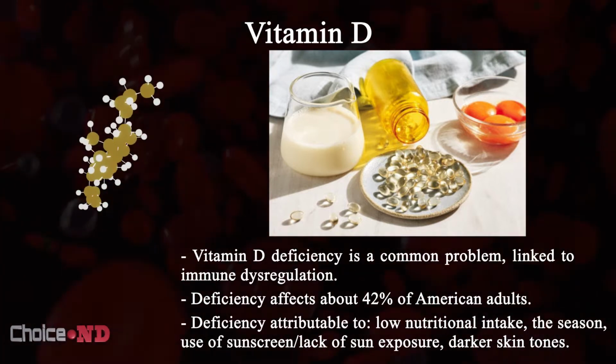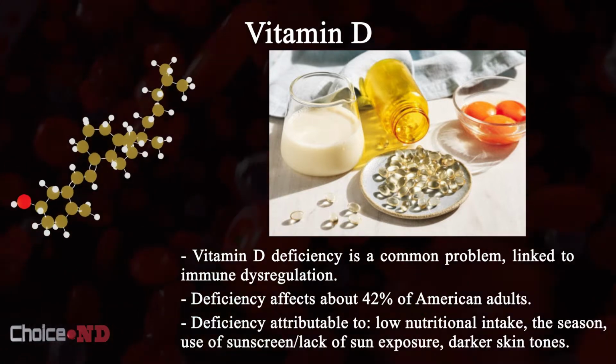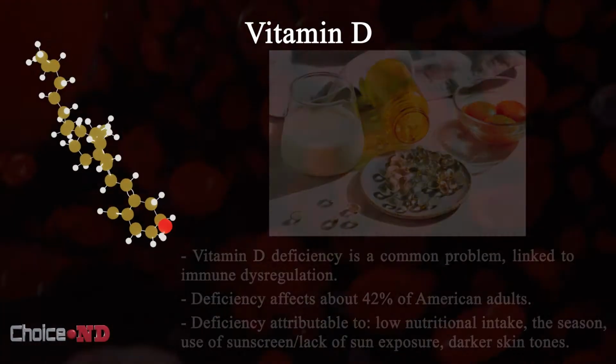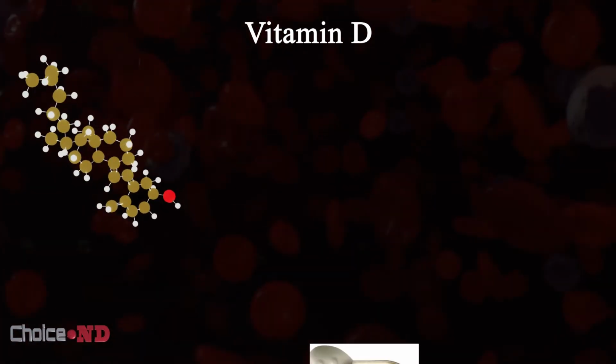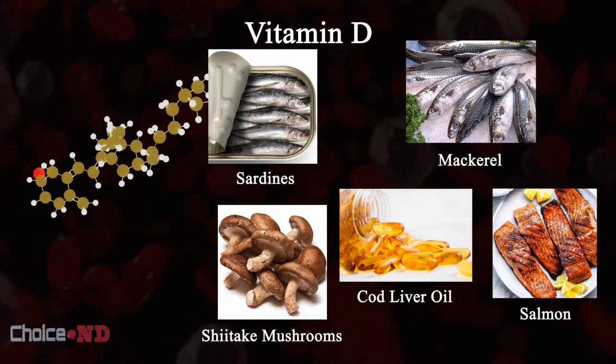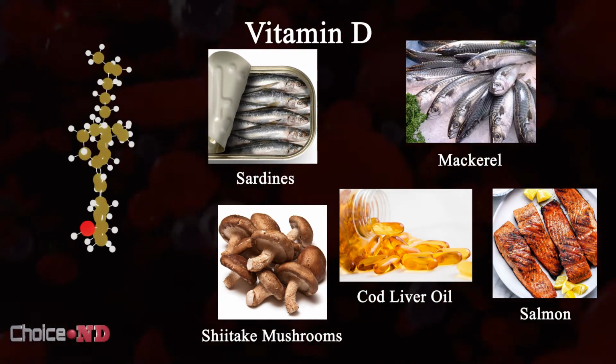Therefore, consuming foods that are rich in vitamin D, or even vitamin D supplementation, is advisable, especially during flu season in the winter months. The foods that are rich in vitamin D are few, but they include fatty ocean-going fish like mackerel, salmon, sardines, as well as cod liver oil, as well as some types of mushrooms, such as shiitake mushrooms.